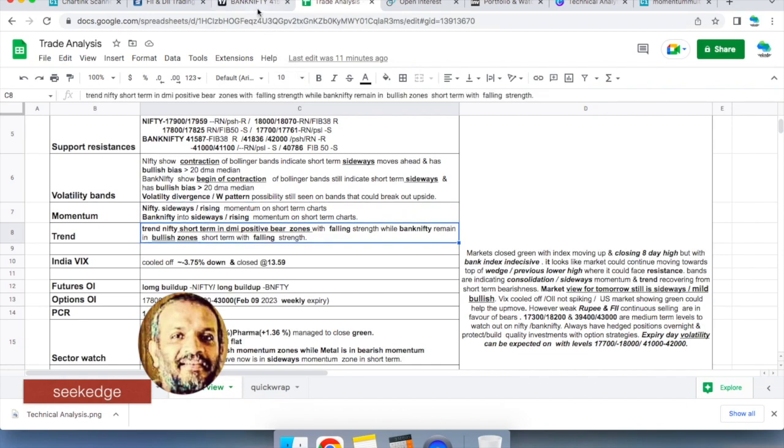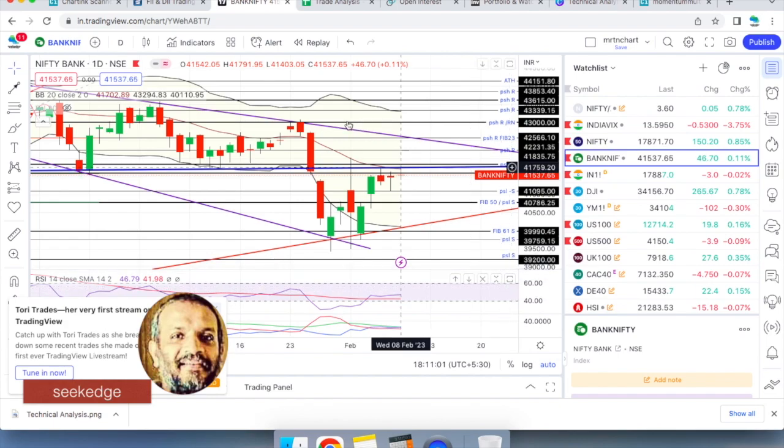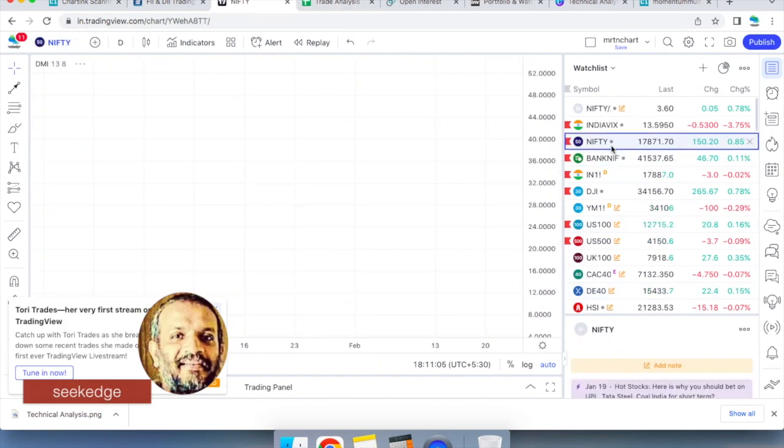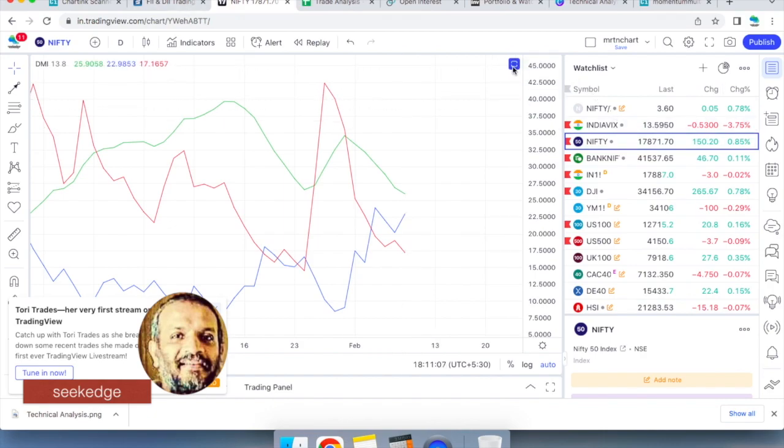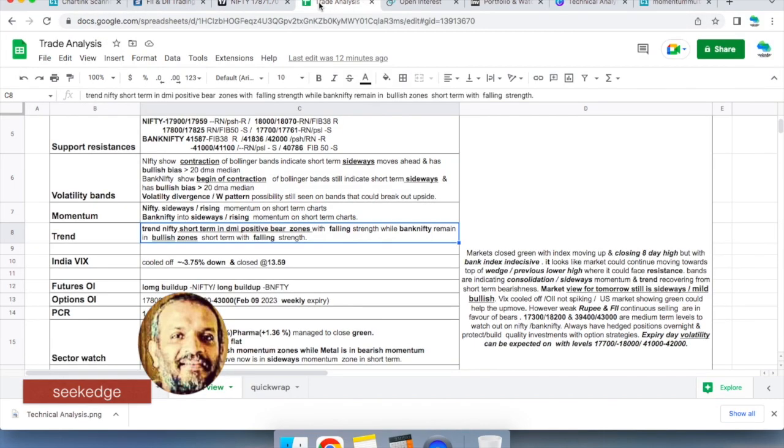So momentum is sideways and rising up. The trend indicator is the ADX that we use. The trend is in a bullish zone, but the trend indicator shows weak strength in both indices, though in the bull zone. So a recovery from the bearish zone has happened in trend and momentum. Now momentum is sideways, and the VIX has cooled off today. 13.59 is where it is, so 3.7% of a full 4% cool off has happened today.